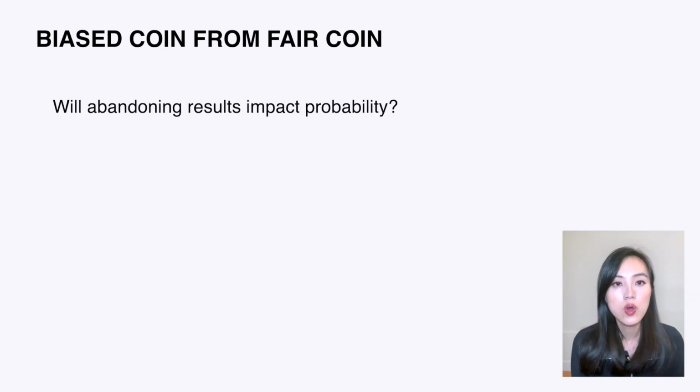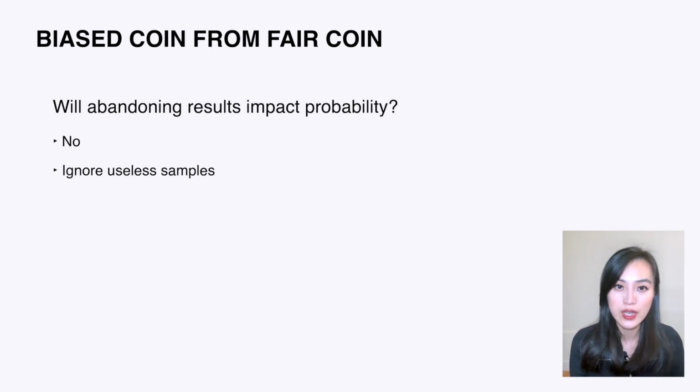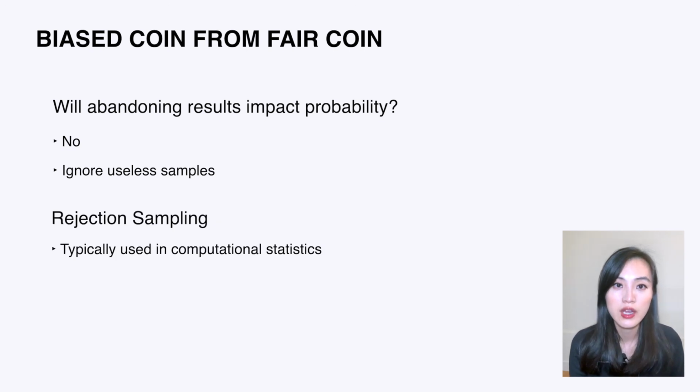You may wonder, would abandoning the result impact the probability? It will not, because we just simply consider it not happening by ignoring the result. It's a typical technique used in computational statistics, and it's called rejection sampling. I hope those questions and answers are helpful.